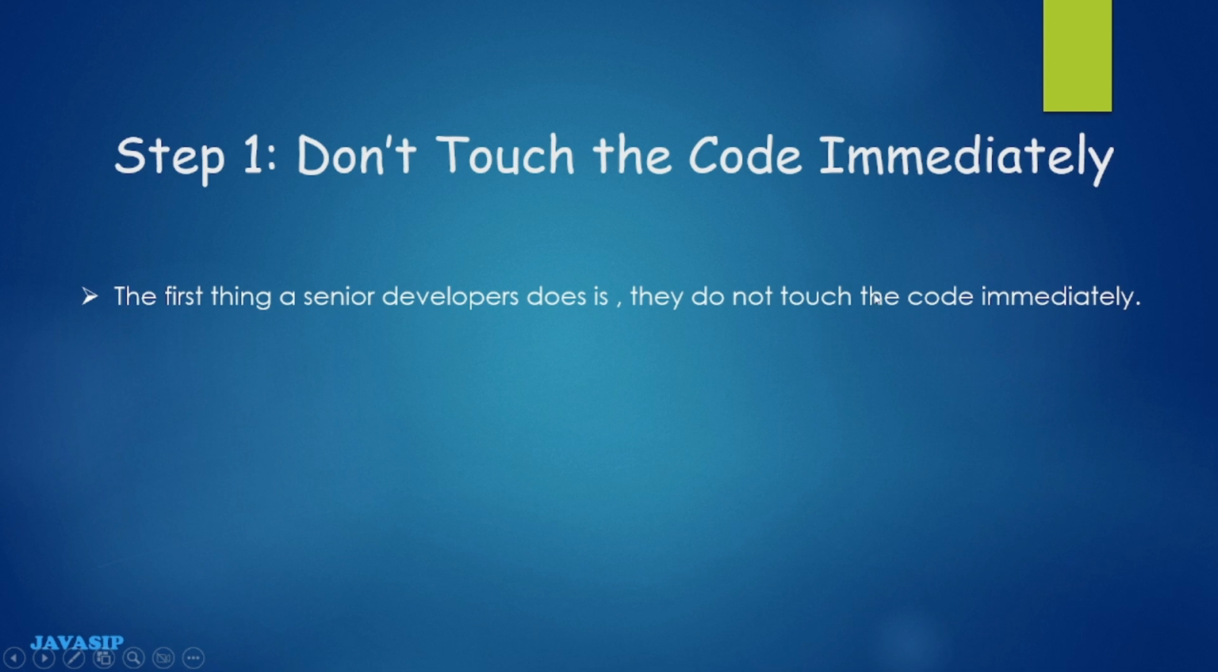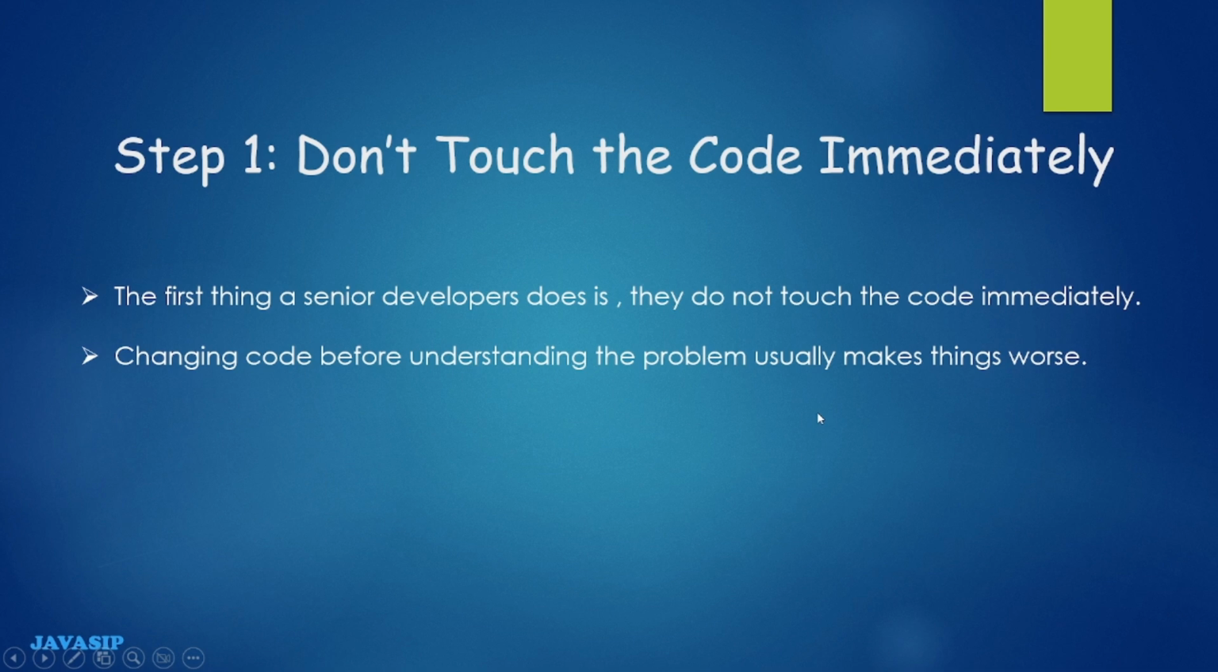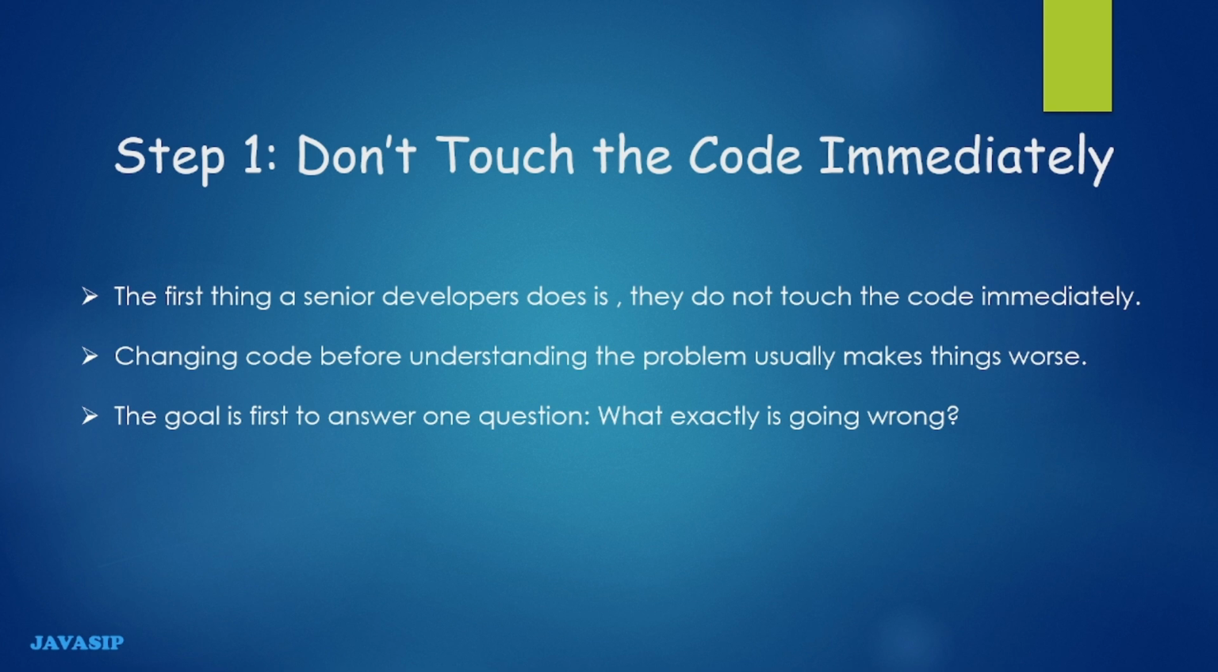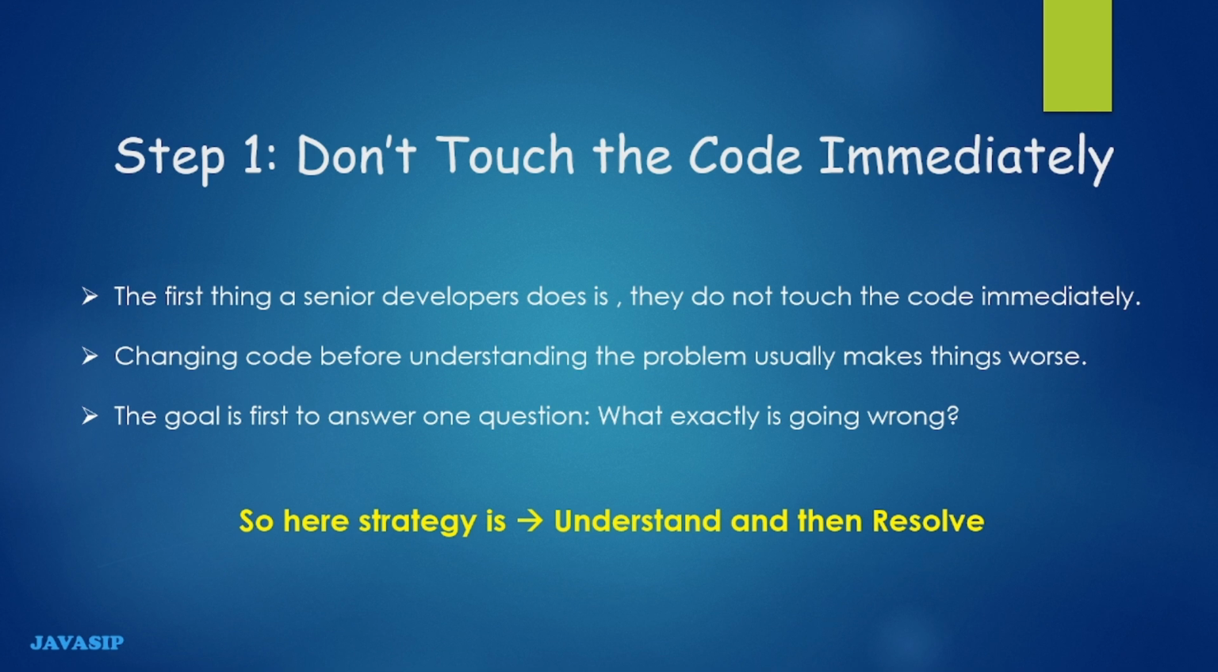So the first thing a senior developer does is they do not touch the code immediately. Changing code before understanding the problem usually makes things worse. The goal is to first answer one question: what exactly is going wrong? So here the strategy is understand and then resolve. Don't directly jump into resolving the issue.